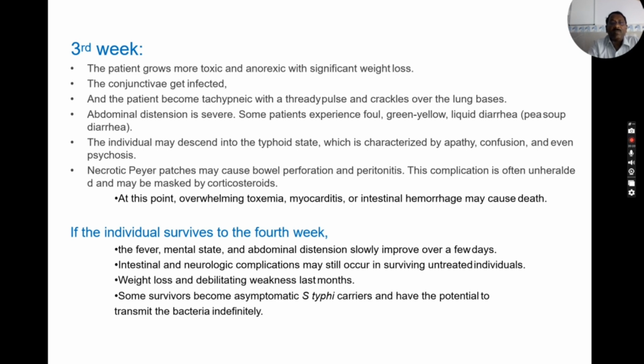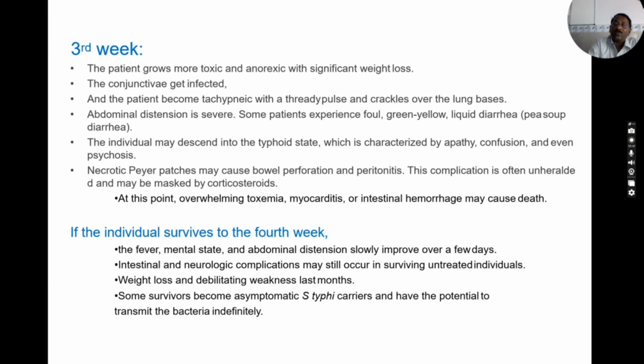It may be masked by the corticosteroids. So overwhelming toxemia, myocarditis, intestinal hemorrhage may also cause death. So that is the cause of death in typhoid fever. Maybe 5 to 10% of the population in the third week or the fourth week die because of the myocarditis or the hemorrhages.